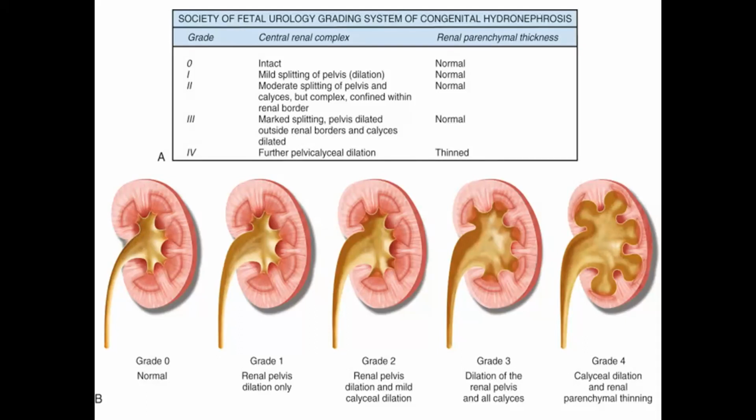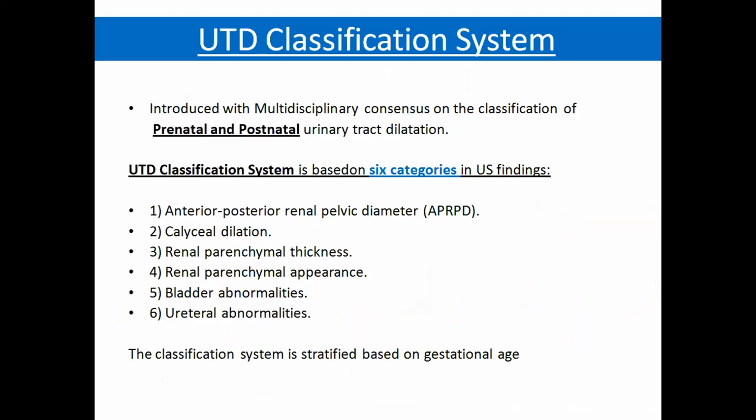So the pelvis and calyceal system are assessed, and a new classification has been introduced, called the UTD classification system. This came into picture in 2014, and it correlates the antenatal and postnatal scan. It was introduced with a multidisciplinary consensus on the classification of prenatal and postnatal urinary tract dilatation. It is based on 6 categories on basic ultrasound findings: anterior posterior renal pelvic diameter, APRPD, calyceal dilatation, renal parenchymal thickness, renal parenchymal appearance, bladder abnormalities, and ureter abnormality. The classification system is stratified based on gestational age.